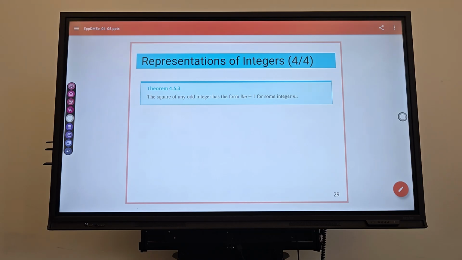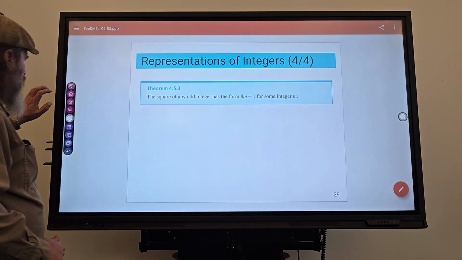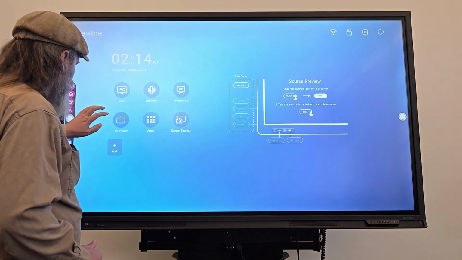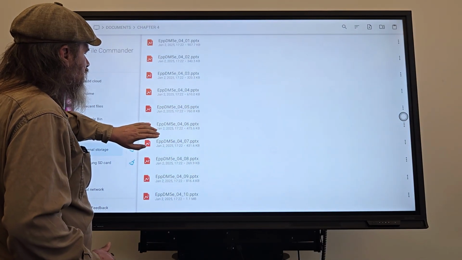So go write this down and be prepared for that on the midterm. All right, that's it for that slide deck. That was 5, we need to go to 6.